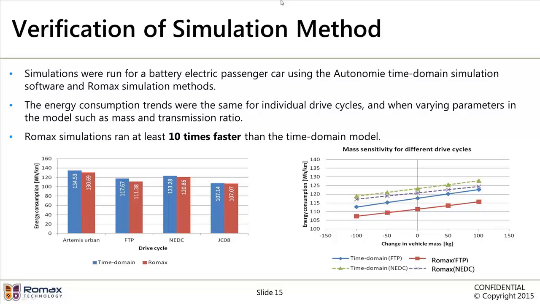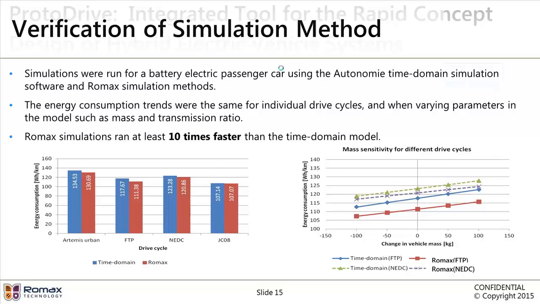The trends are what's most important when you're trying to decide how to optimize your vehicle or in which direction you should change a parameter value. And you can see from this graph on the right that the trends are the same for statistical and time domain simulation. So in exchange for a very slight reduction in model fidelity, you get a dramatic increase in speed.